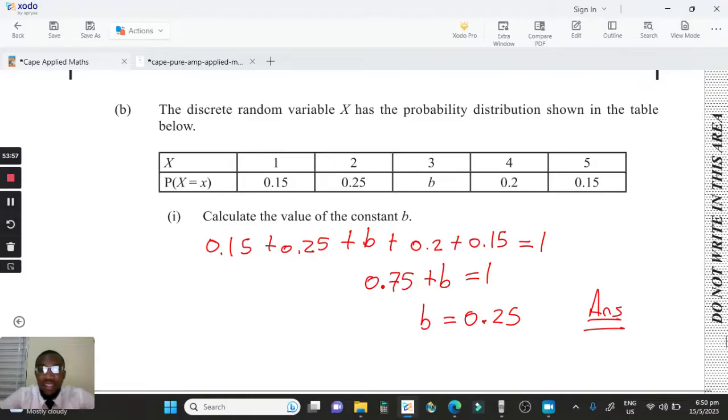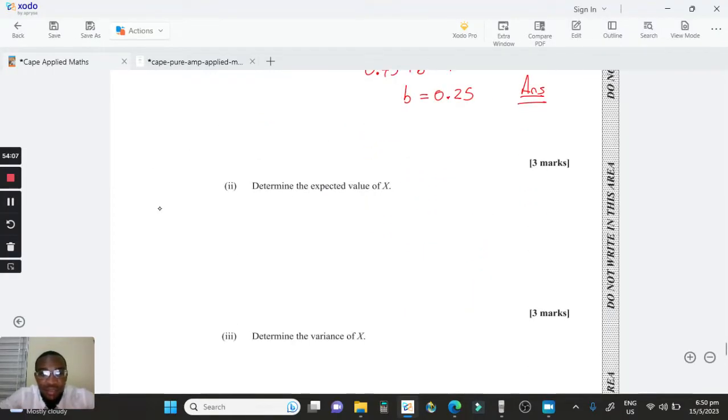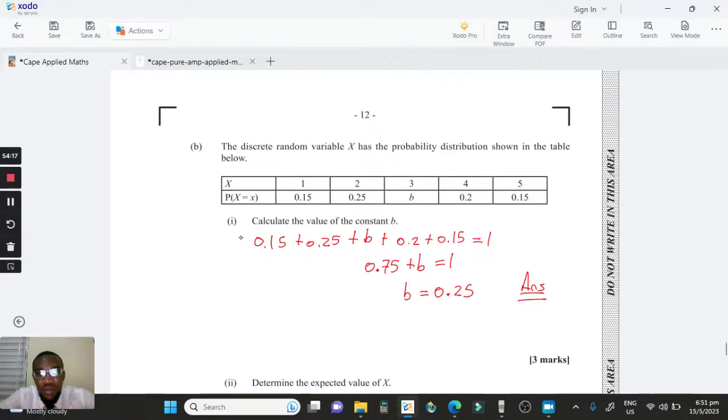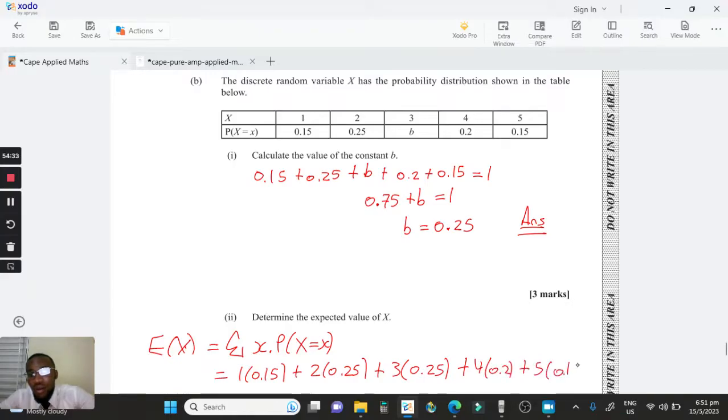That was so easy. Next, they're going to ask us, I'm guessing, the expected value of X. They always do; the next one is going to be either the variance or the standard deviation. Yep, always the same thing. The expected value of X, remember, the formula is the sum of X times the probability of X equal to X. So in that case, now it's going to be 1 times 0.15 plus 2 times 0.25 plus 3 times B, which is 0.25, plus 4 times 0.2 plus 5 times 0.15.